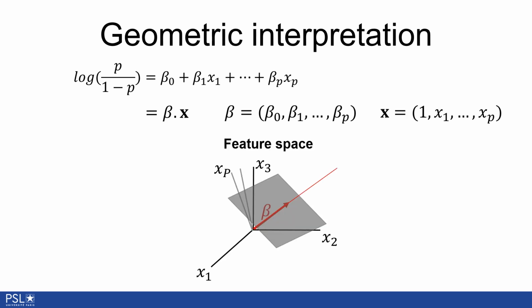This directly leads to a geometrical interpretation in feature space, where each axis represents the value of one of the input features. The vector beta defines a direction in this feature space and a hyperplane orthogonal to this direction. This hyperplane corresponds to the set of points on which the scalar product has the same value, and therefore the log odds have the same value. So the vector beta defines a linear boundary that separates the inputs into two output classes.